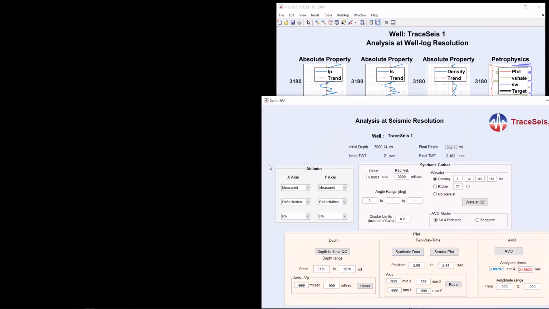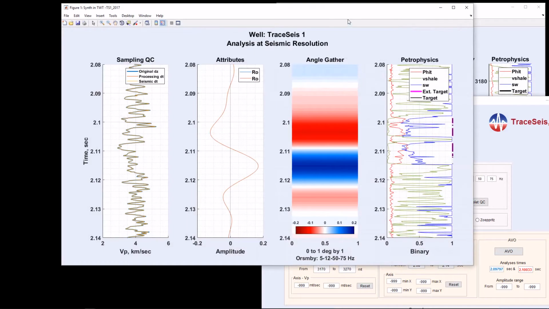Let's now go to where we started, the frequency that we are taking to be the frequency in the seismic data, 50 to 75 Hz. Create the synthetic.